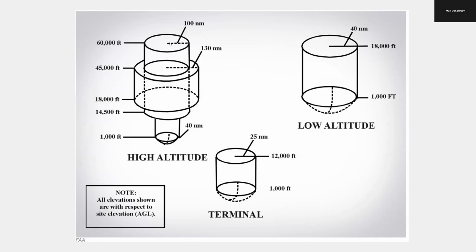There are three types of VOR, three classes. You have high altitude, terminal, and low altitude, and these are their usage distances. So the high altitude from 1,000 to 14,500, you can use it 40 nautical miles in. From 14,500 to 18,000, you can use it from 100 nautical miles in. From 18,000 to 45,000, you can use it 130 nautical miles in. Then from 45,000 to 60,000, it goes back to 100. Terminal is just 1,000 to 12,000 at 25 miles, and low altitude is 1,000 to 18,000 at 40 nautical miles.